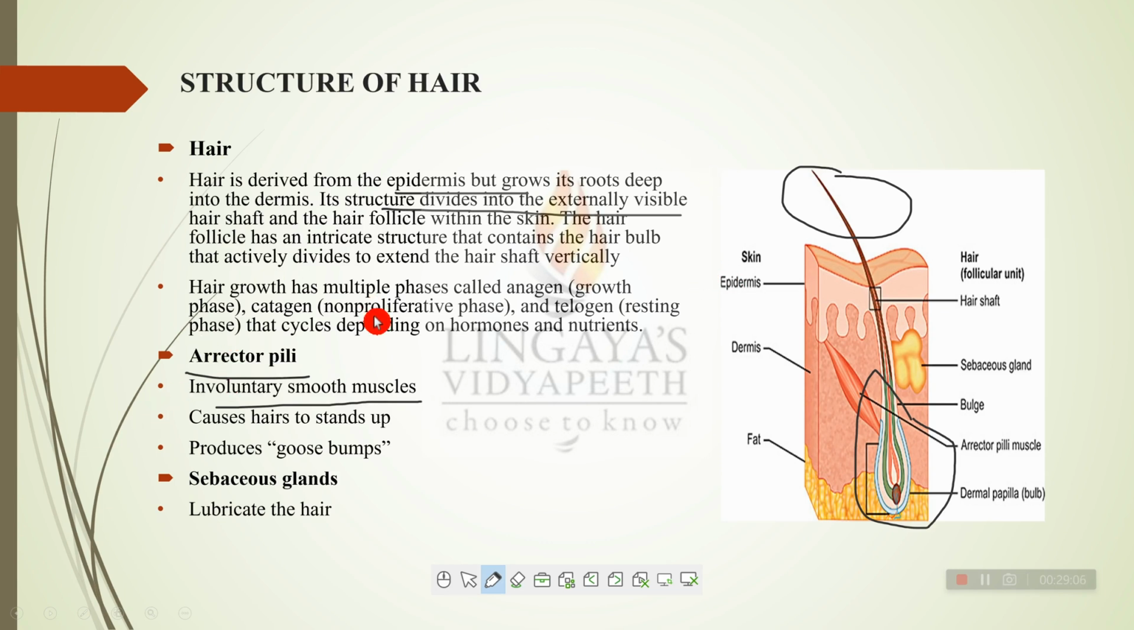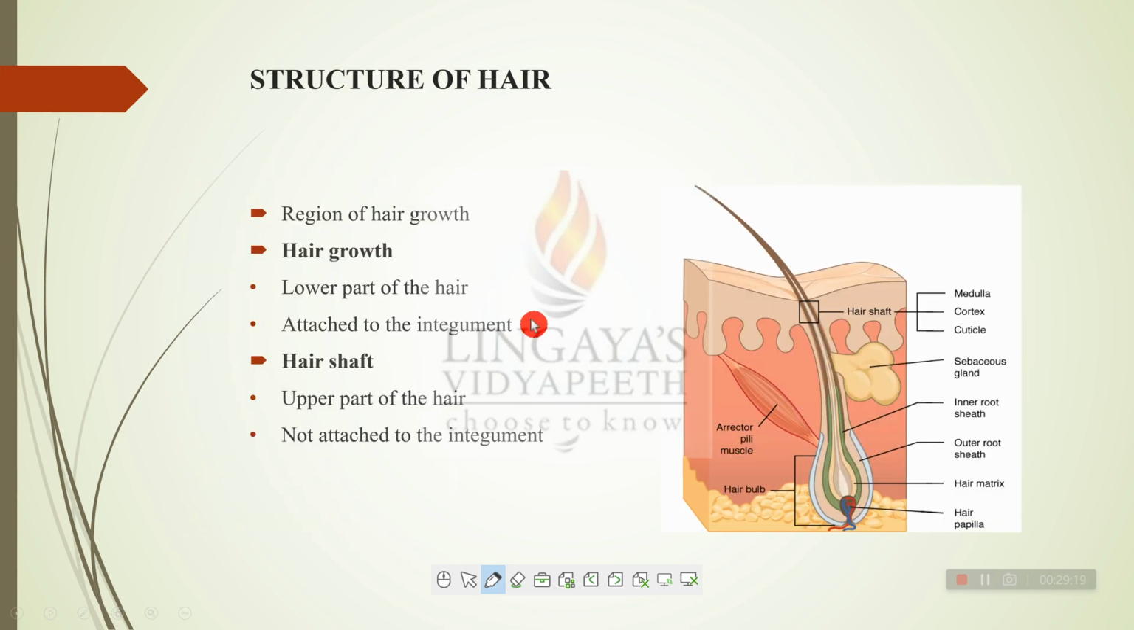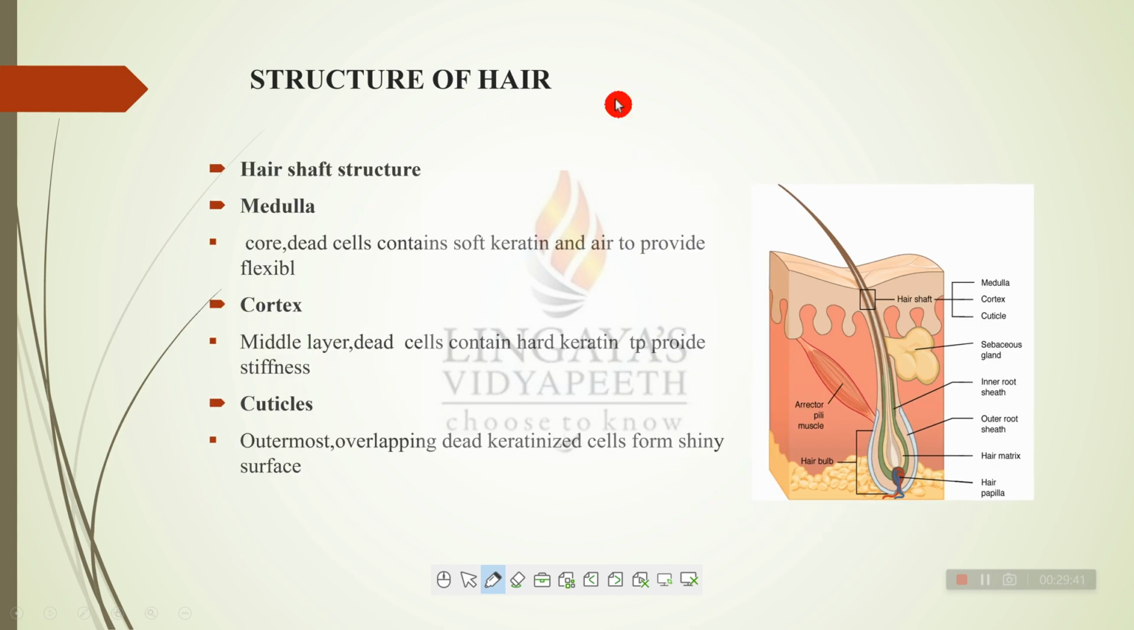Sometimes due to cold or any other reason we get goosebumps. This is because of the arrector pili muscles present in the hair, which are involuntary smooth muscles that cause hairs to stand up. Then in the hair there is the sebaceous gland, which lubricates the hair by producing a fluid. Now here you can see the region where the hair grows. Hair growth occurs in the lower part of the hair, which is attached to the integument, and the upper part, the hair shaft, is not attached to the integument.